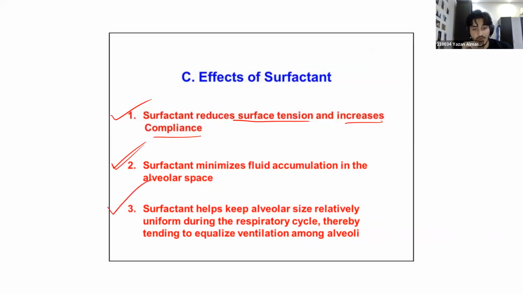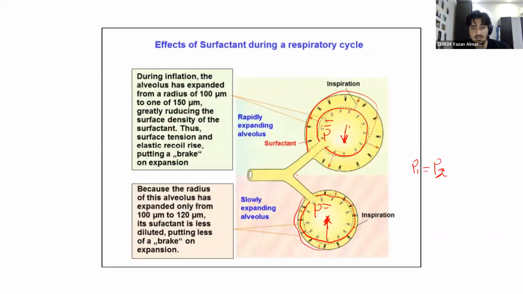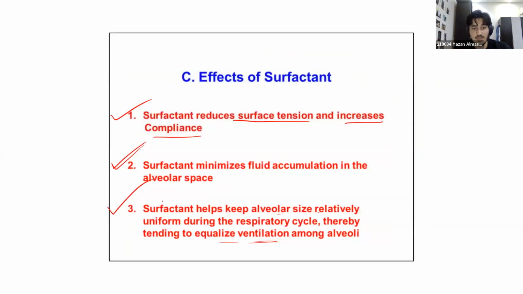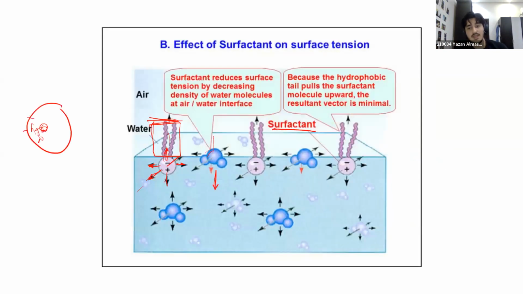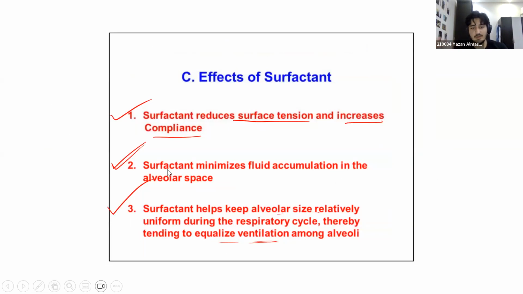Now, it will keep the alveolar size relatively uniform, and it will try to equalize the ventilation. This is exactly what is being done here. Even though this one is expanding more, the surfactant concentration will be decreased and the pressure will be maintained, and the alveoli will not collapse upon themselves. So these are the three main jobs of the surfactants. It reduces the surface tension and increases the compliance. It prevents fluid accumulation. And lastly, it takes care of the collapsing of the alveoli by maintaining equal pressure in both alveoli. So this is basically the surfactant in summary. Even if you don't understand the concept, which I prefer you do, memorize these. Literally, the question will come from here.